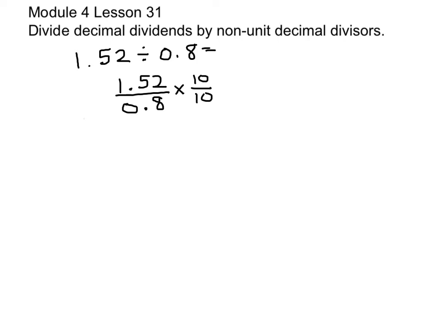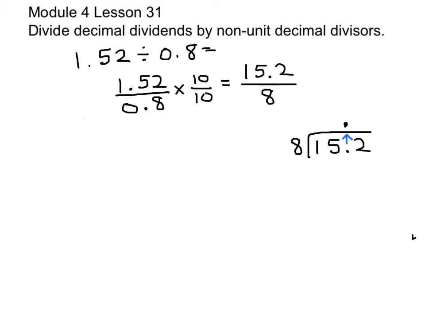In order to remove the decimal point from the divisor, or the denominator, I can multiply my fraction by 1 in the form of 10 over 10. That gives me 15 and 2/10ths over 8. Now I can do that division problem. The decimal that remains in the dividend, I will just bring straight up on the line.